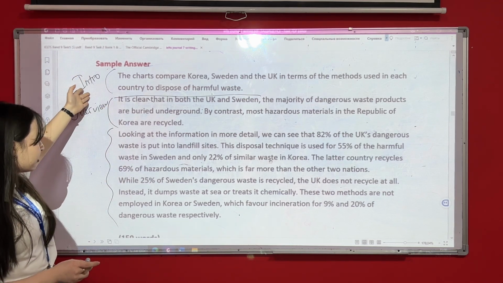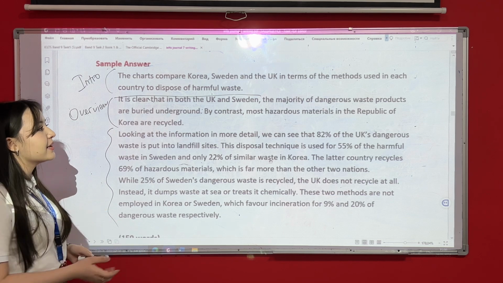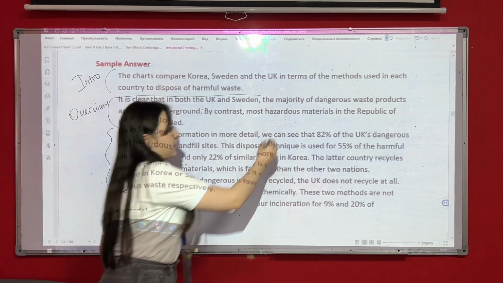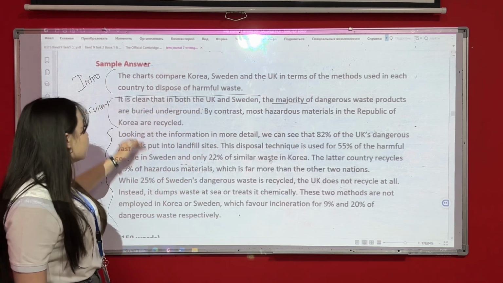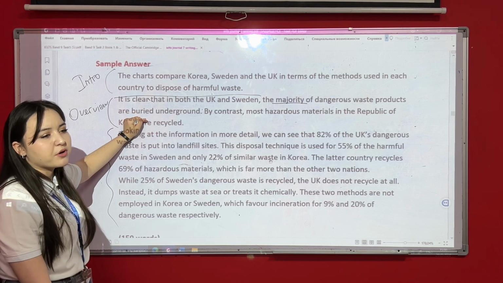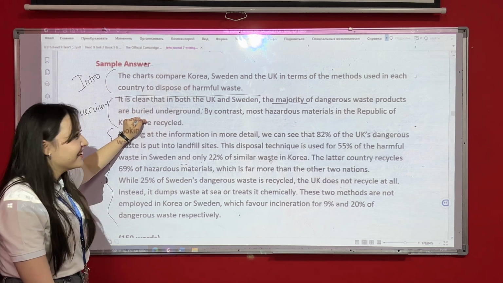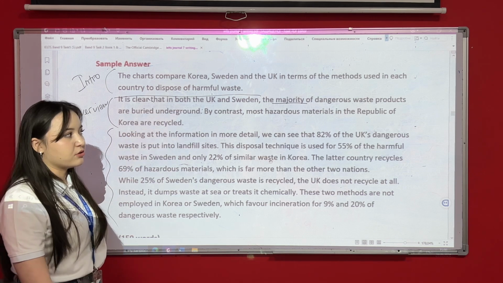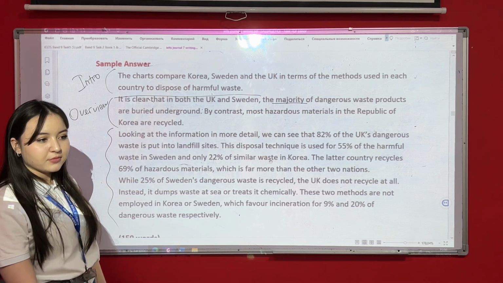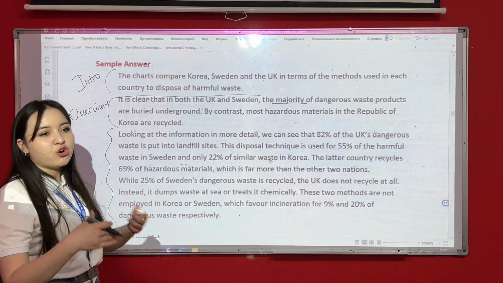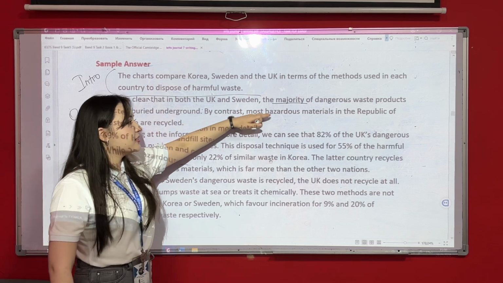Okay? And then it is clear, so it is overview. You can say that overall it is clear that in both UK and Sweden, the majority of dangerous waste products are buried underground. What does it mean buried? Закопанные, захороненные. Правильно? Okay. By contrast, what does it mean by contrast? In contrast. Да, в отличие от. Yes, very good. Most hazardous materials.